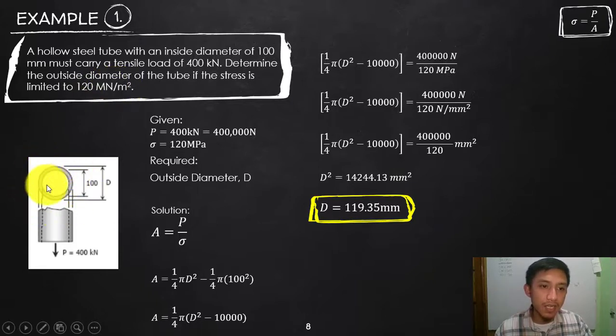That is the capacity of this certain type of steel used in this hollow tube. We should not exceed that, so that it will not fail or rupture. The steel tube will not fail. Therefore, we will limit ourselves to 120 meganewton per meter squared as the stress.